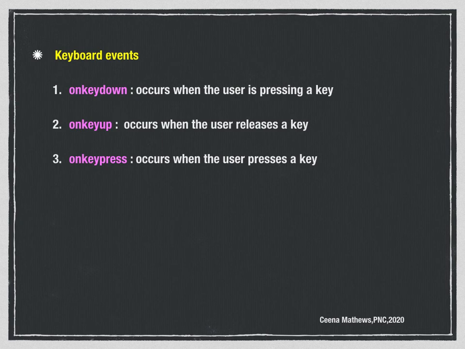Next category is keyboard events. The first one is on key down. It occurs when the user is pressing a key. When the key is pressed down, as soon as you press it down, this event occurs. On key up is when the user releases the key, the event occurs. And third one is on key press, occurs when the user presses a key.